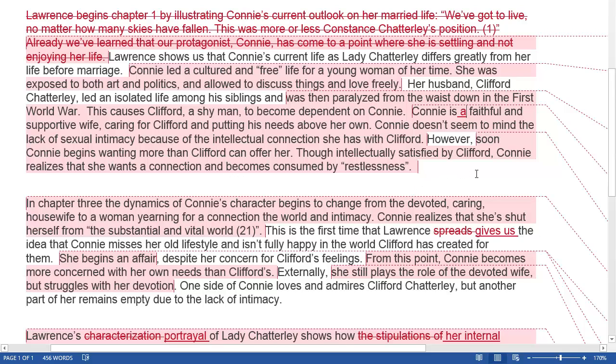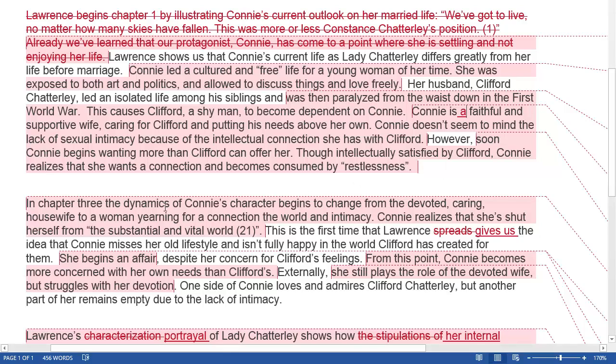Though intellectually satisfied with Clifford, Connie realizes that she wants a connection and becomes consumed by restlessness. So all of you have been writing about this internal conflict. Well, Chelsea doesn't have to write about that. We are all aware of it. You're all writing about it. We all know that there's this internal conflict happening. So she just needs to mention it. That's her restlessness that she mentions there.